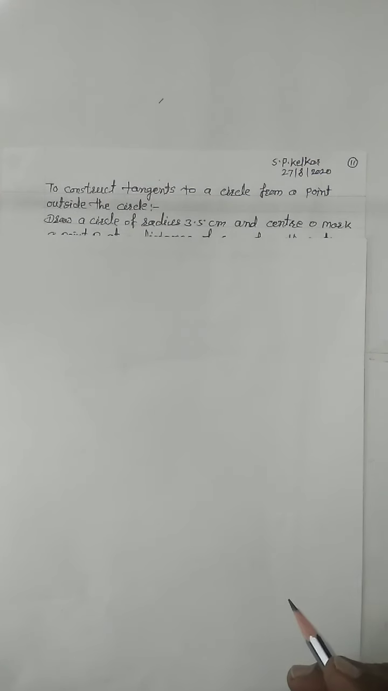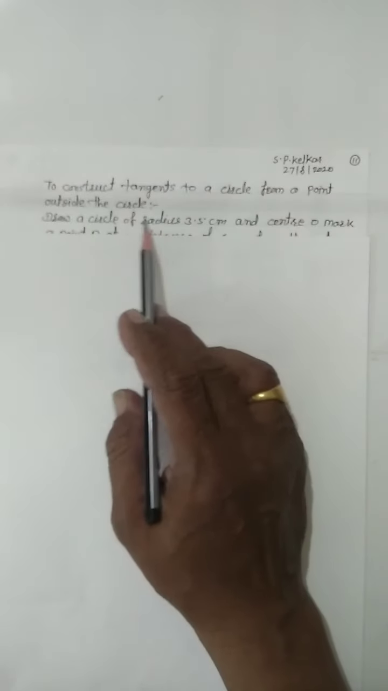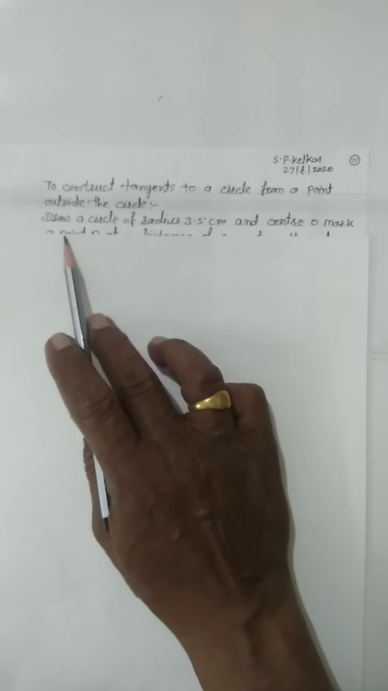Now, today we are going to study Math Second. In this Math Second, chapter number 4, Geometric Construction. In this geometric construction, we study today to construct tangent to circle from a point outside the circle. For that, we take an example.